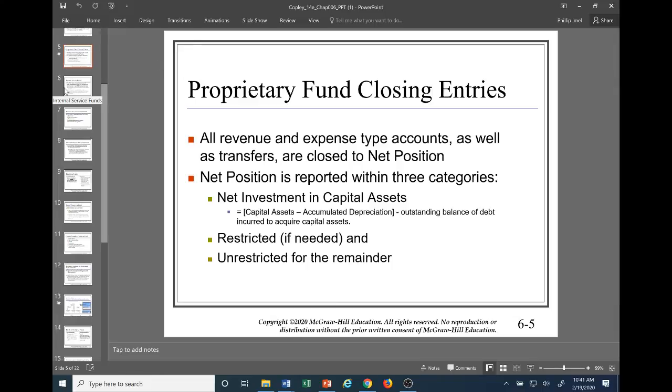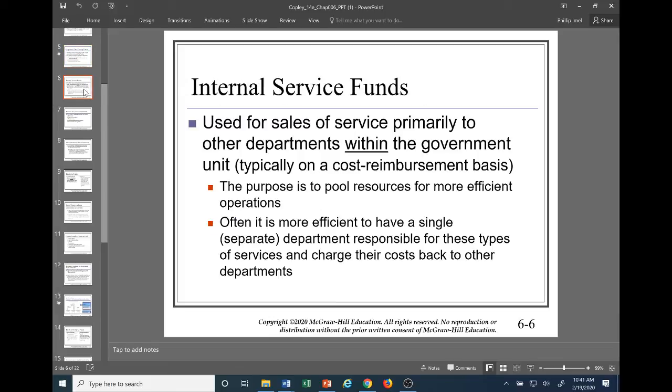We have to close all the operational accounts. Okay, the internal service funds. This is used for sales of service primarily to other departments within the government, and it's typically on a cost reimbursement basis. So you already told me this. The internal service fund is going to primarily service the own government, right? The purpose is to pool resources for more efficient operations.